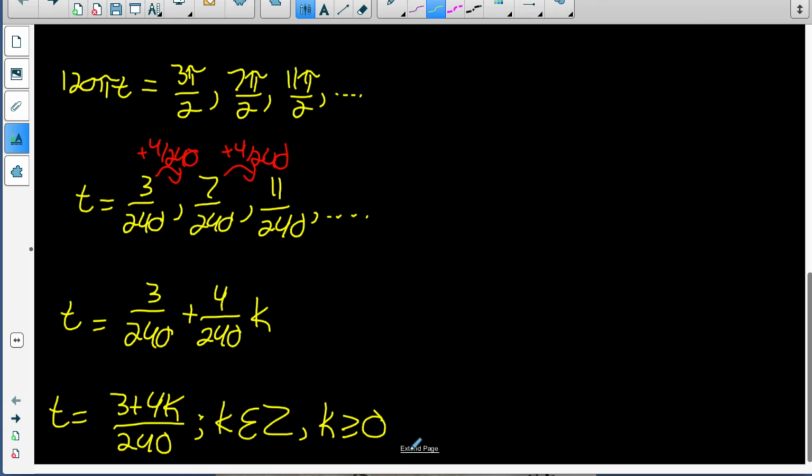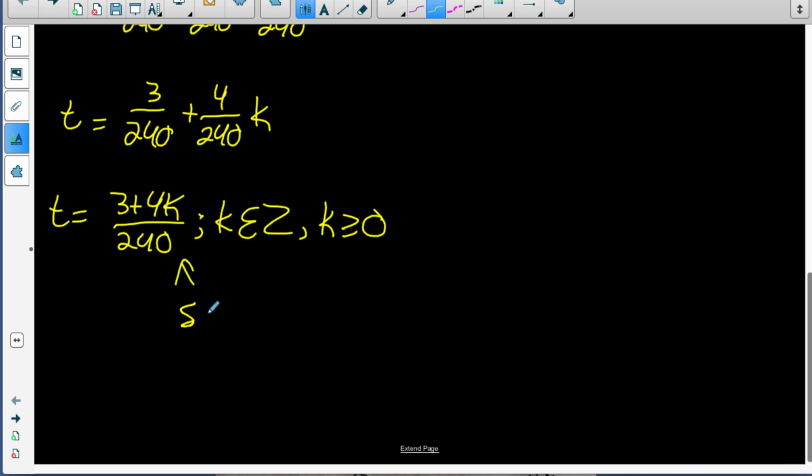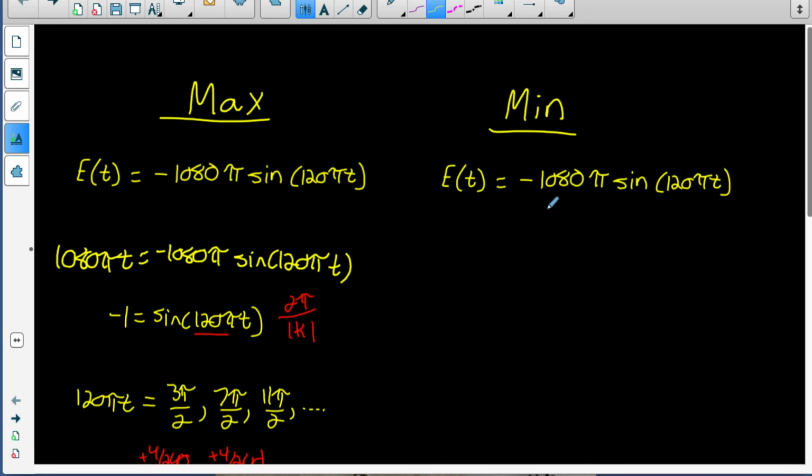And keep in mind, these are times in seconds, so I should have put my unit of seconds here. So these are all the times where if I were to plug in any positive integer, including 0, into this equation, I would get a time that has a max voltage. So let's go ahead and do the same process and solve for what times the min voltage occurs at. So let's set the t function equal to the min voltage, which was negative 1080 pi.